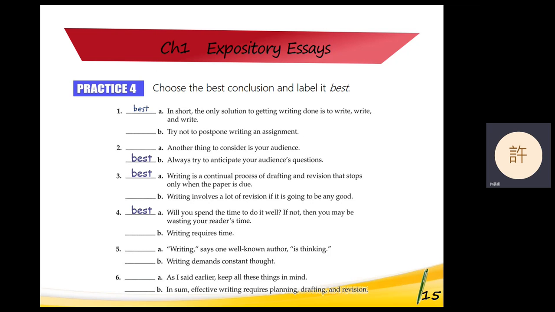So the main difference between these two sentences, they both say the same thing, right? To write, you have to think. But the difference is that A gives an example of a well-known author. So it's not the writer who says this. They grab someone else to say it for them. But B is just the writer telling you.